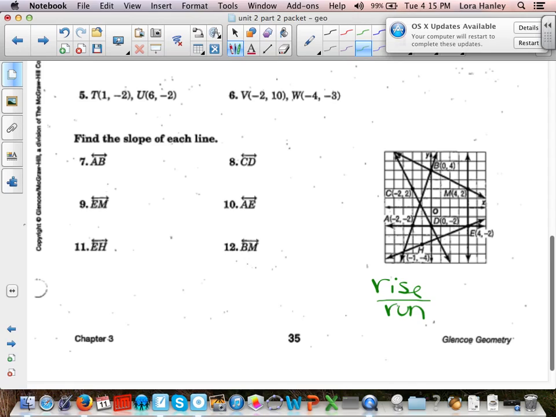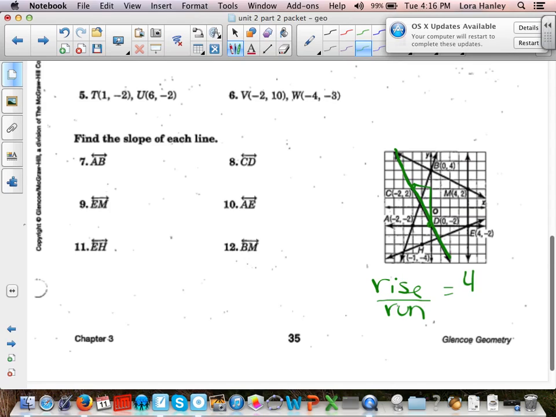So in number 8, they're asking for line CD. Well, first we have to find line CD. So I'll highlight it here. We go from negative 2, 2 to 0, negative 2. So if we're going to do our rise over run, this is where making that right angle box comes in handy. How far are we going over, and how far are we going down to get to our next point? Remember, rise is always first, so think, how far did I have to go up? 1, 2, 3, 4.